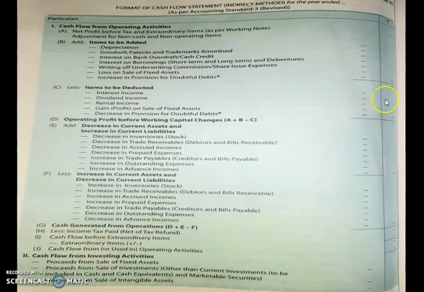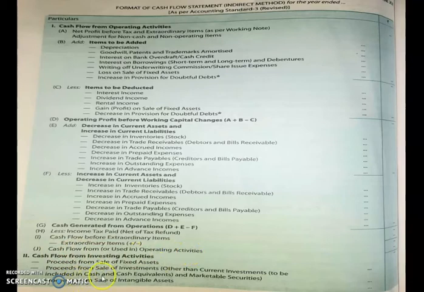Then after adding and subtracting all of this, at last what you will get is cash flow from or used in operating activity. That is, after adding and subtracting these items, if your answer is positive, at that time you can write cash flow from operating activity. And if your answer is negative, then you have to use the wording cash used in operating activity.